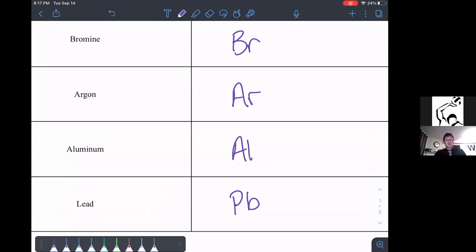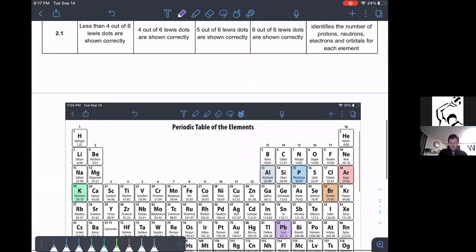They're not too bad. Once we finish our element symbols, we then have to figure out the number of valence electrons, remembering that valence electrons are our electrons in the outermost orbital. So that outer ring, the last ring we put, which means we first need to figure out where they are.